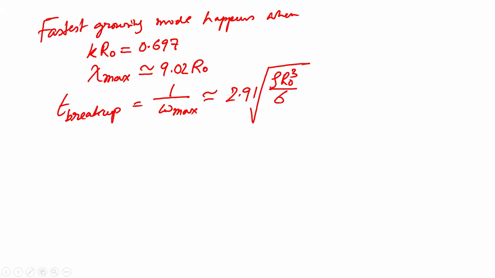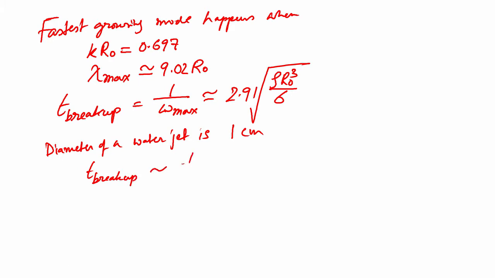Okay. So, if you take a water jet of 1 centimeter radius or diameter, so if the diameter of a water jet is 1 centimeter, then this T breakup is about 1/8 seconds, which seems pretty consistent with our own experience.